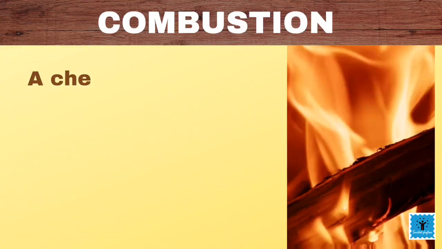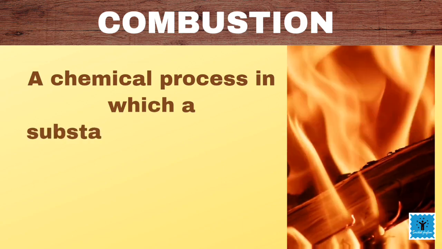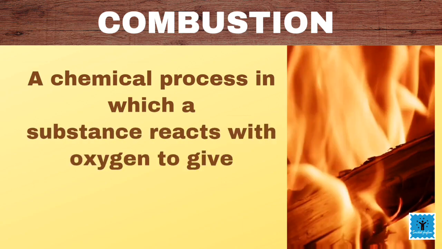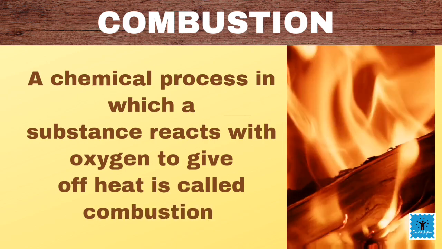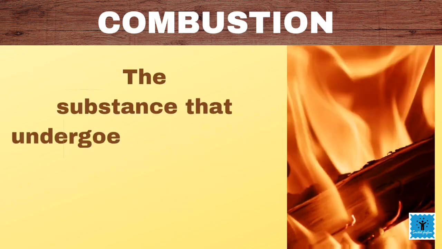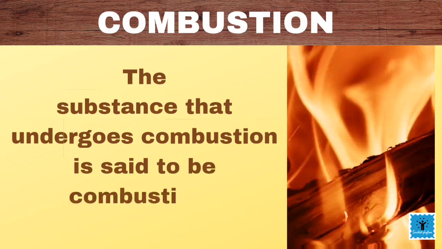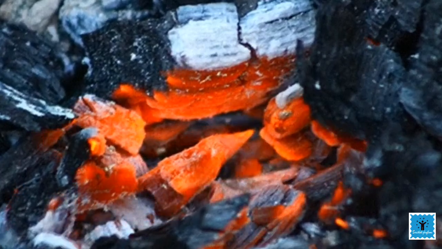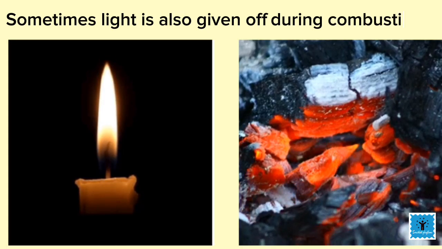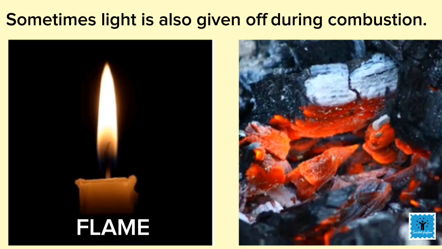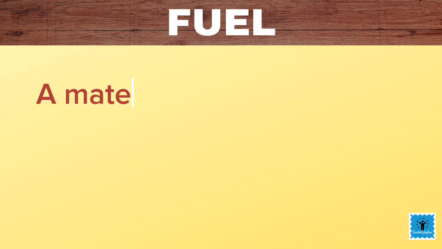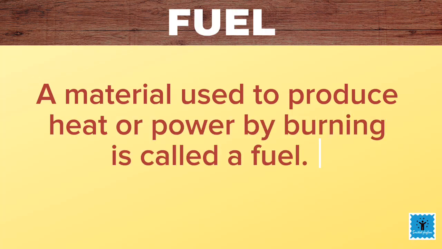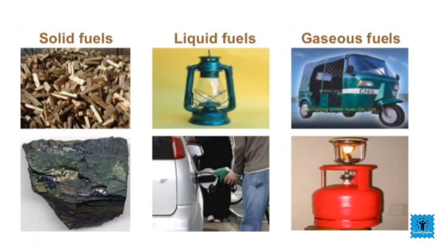A chemical process in which a substance reacts with oxygen and gives off heat is called combustion. The substance that undergoes combustion is said to be combustible. Like in this case, coal is combustible and it is also called a fuel. During the process of combustion, sometimes light is also given off, either as a flame or as a glow. We can say that any substance which is burned as a source of heat or power is called a fuel. Fuel may be solid, liquid or gas.